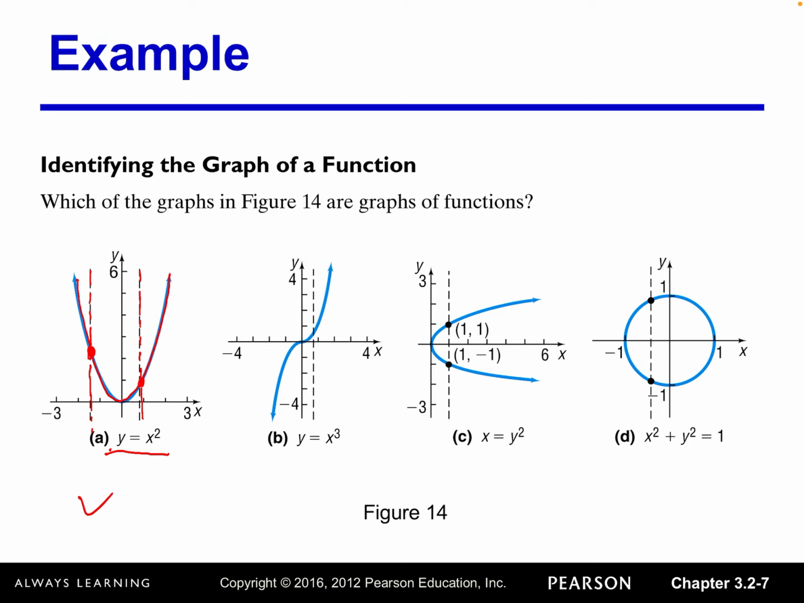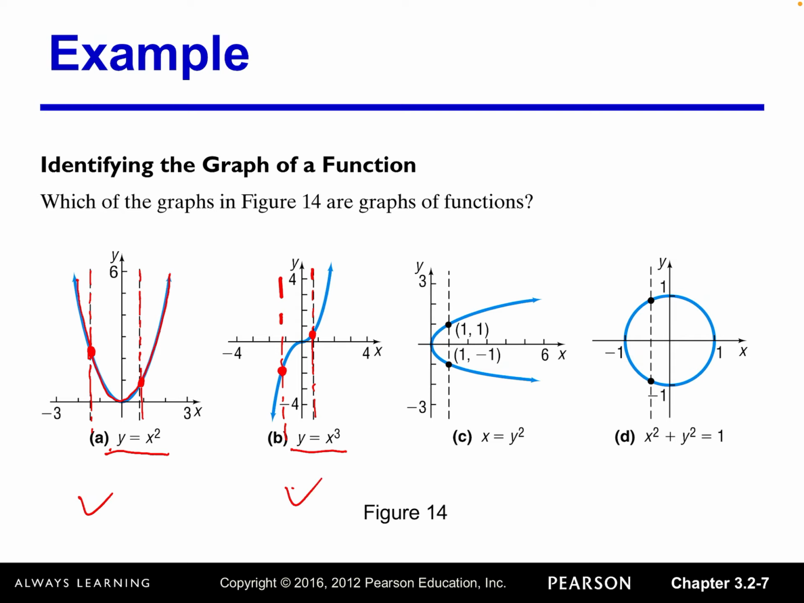Now let's look at B. Let's draw a vertical line for testing. If I draw a vertical line here, how many intercepts? The vertical line intercepts this blue curve only one time. If you draw another vertical line, anywhere you draw a vertical line, it intercepts the graph only one time. So that means this is the graph of a function.